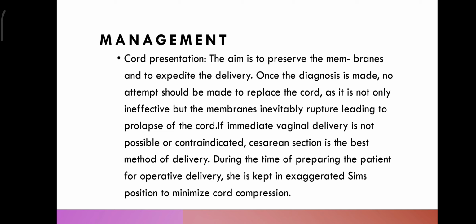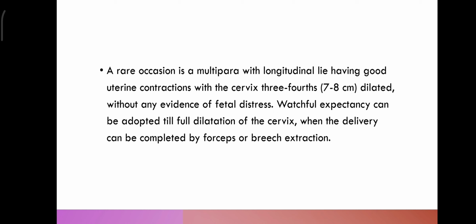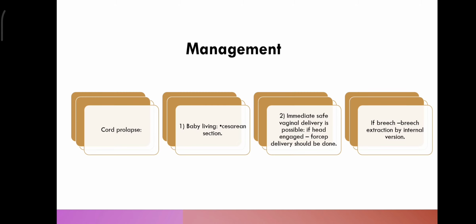During the time of preparation of the patient for operative delivery, she is kept in exaggerated Sims position to minimize the cord compression. A rare occasion is a multipara with longitudinal lie having good uterine contractions with the cervix 3/4, that is the cervix is 7 to 8 cm dilated, without any evidence of fetal distress. That means the fetal heart sound is normal. Watchful expectancy can be adopted till full dilation of the cervix, when the delivery can be completed by forceps or breech extraction.